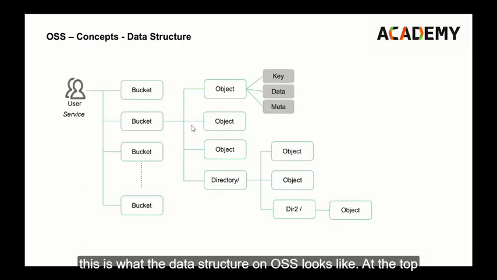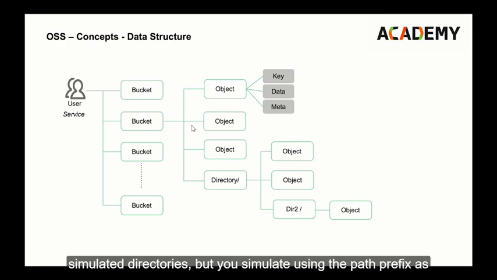So this is what the data structure on OSS looks like. At the top level, there's buckets. Within buckets, you have objects and simulated directories, which you simulate using the path prefixes we just discussed. And of course, each object has its three components: its key, its data, and its metadata.